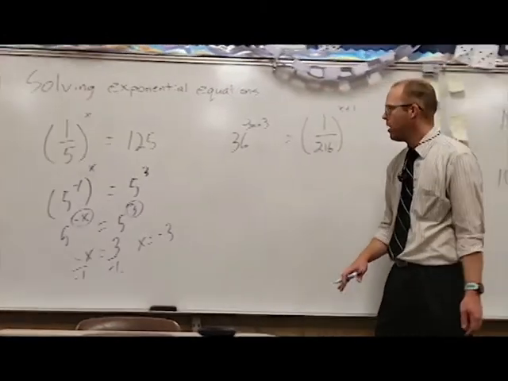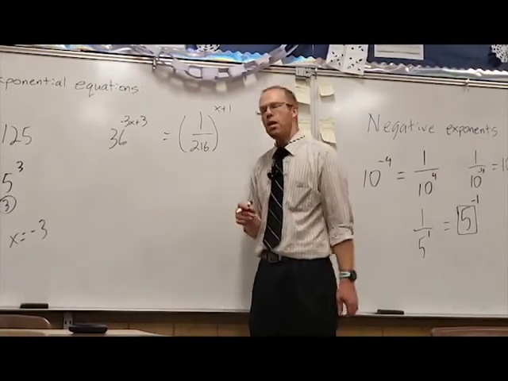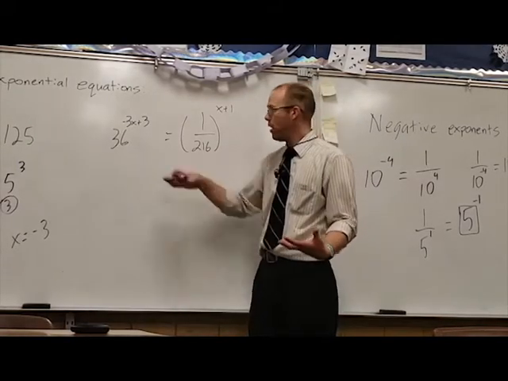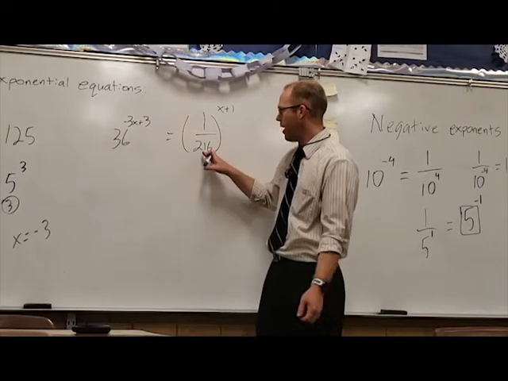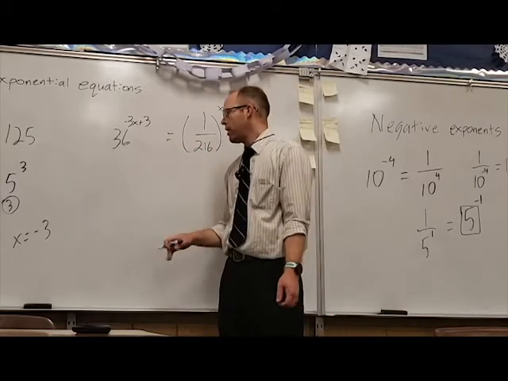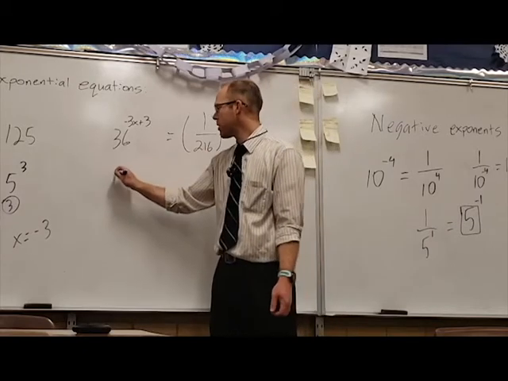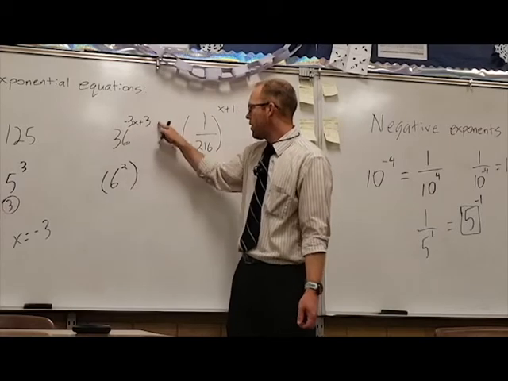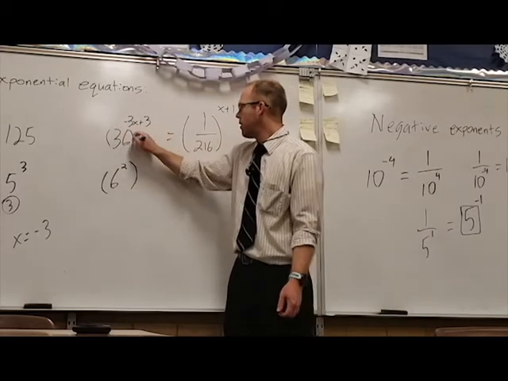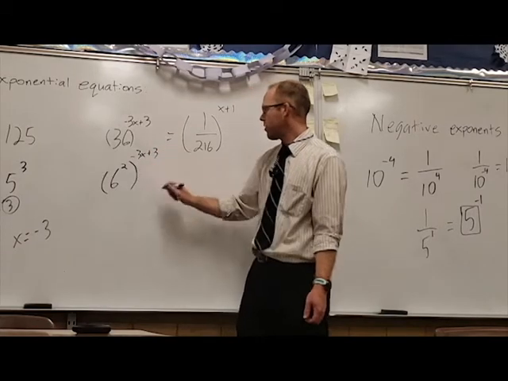Our next problem, we run into bases that are difficult to match up. 216 is not 36 raised to any nice power, and so we're going to break both of these down like we did in our last video, and we're also going to use negative exponents to deal with this fraction. So 36 can be written as 6 squared. And then we still have this exponent out here. That would be to the -3x plus 3. We'll simplify this a little bit later.